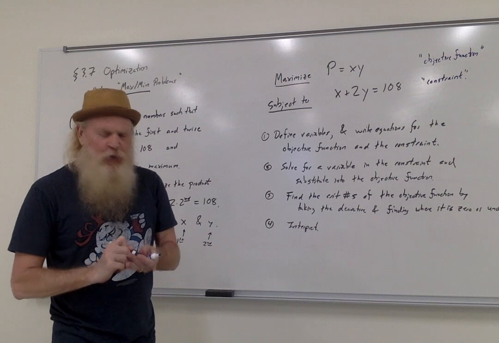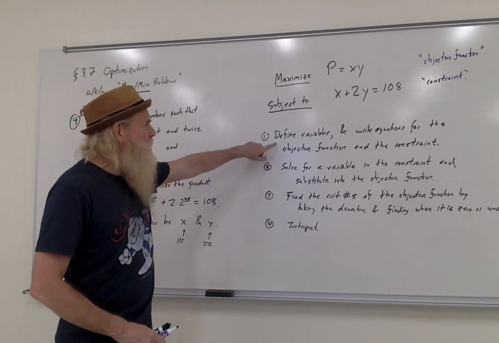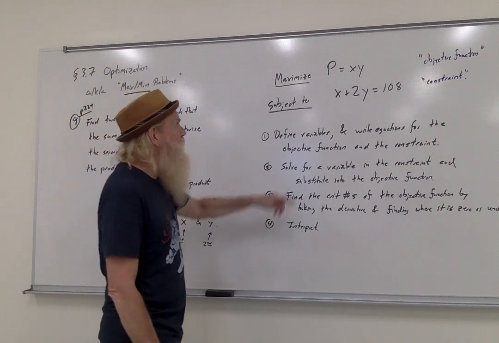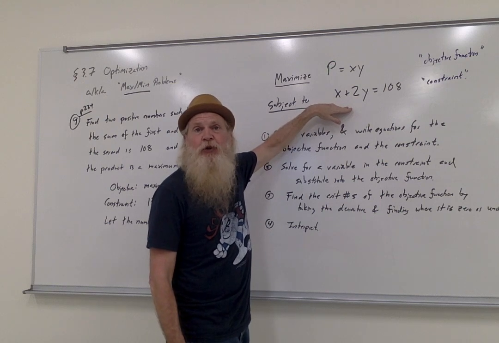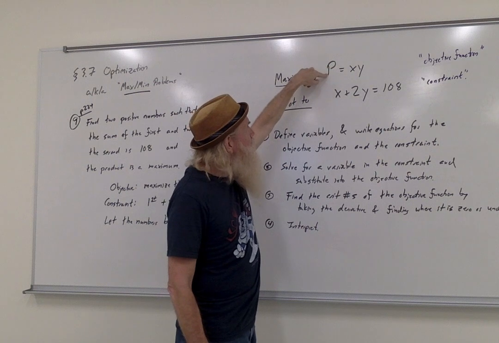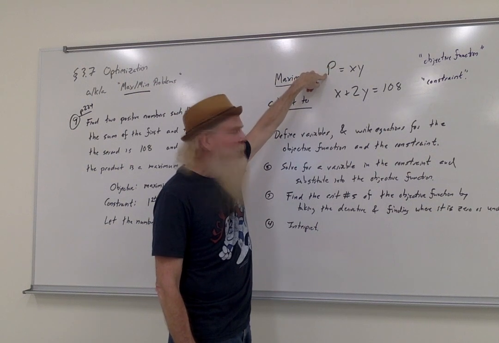Now that's a general outline. We're going to have to be flexible in applying it sometimes. For example, sometimes when you write things down, everything's already captured in the objective function. There's not a separate constraint. In other examples, you might have several constraints, and you'll solve for a variable in each one, but with the goal of making the objective function a function of one variable alone.